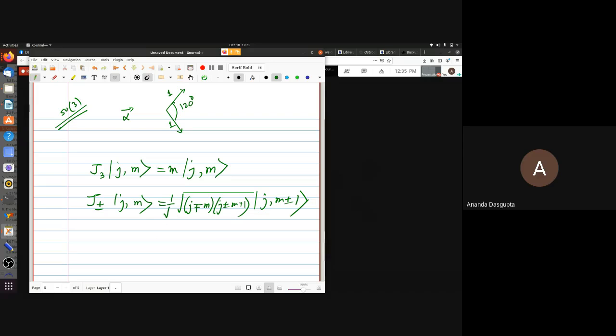And there's an extra 1 by root 2 for our version of the SU2 generator, simply because remember our E plus, E minus commutator of E3.